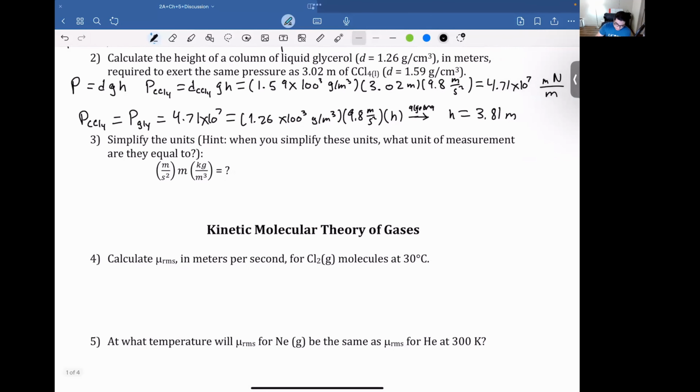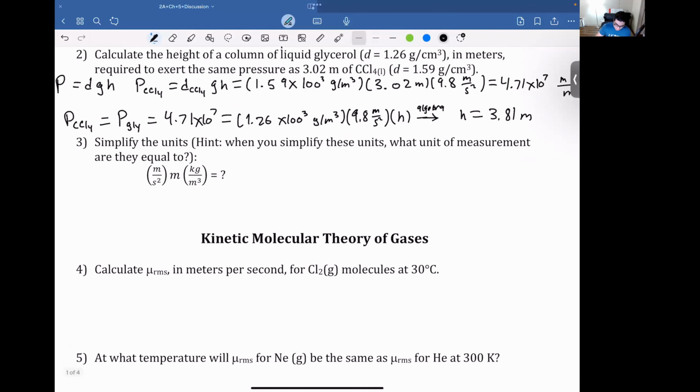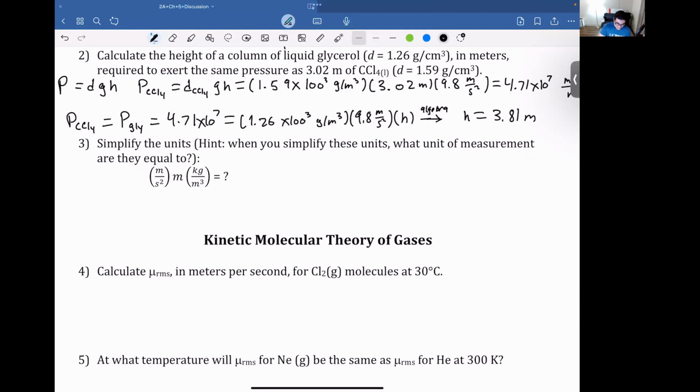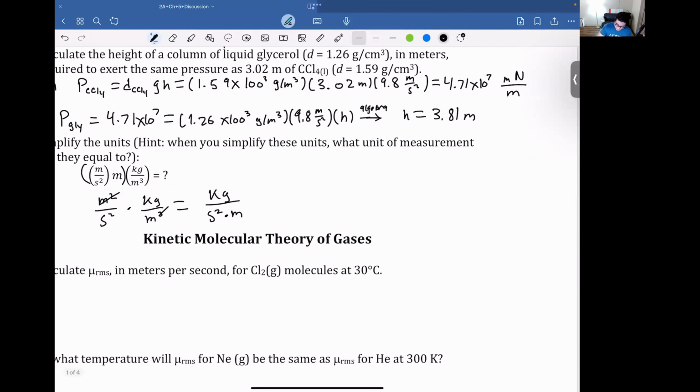For number 3, it says simplify the units. Hint, when you simplify these units, what unit of measurement are they equal to? So you've probably seen quite a bit of unit analysis by now. So you can say this is equal to meters squared over seconds squared. So taking these front two first, times kilograms over meters cubed. Meters cancel out. Then we're left with kilograms over seconds squared times meters.